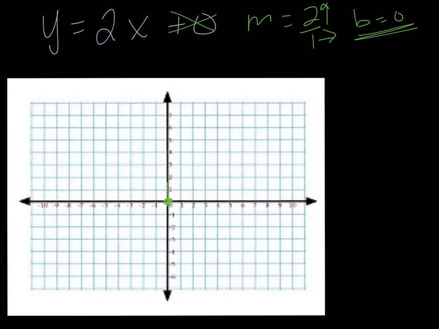So we go up 2, over 1, and put a dot. Up 2 spaces, over 1, and put a dot. Up 2, over 1, and put a dot. And this could continue on, but we're going to connect the lines, and that's how we graph this equation. So our graph should look like this.